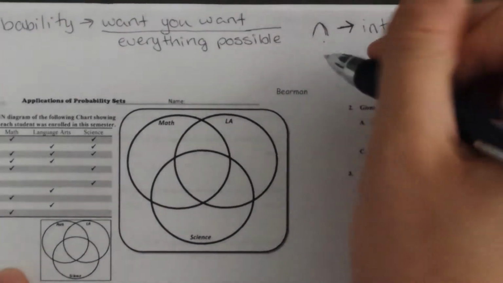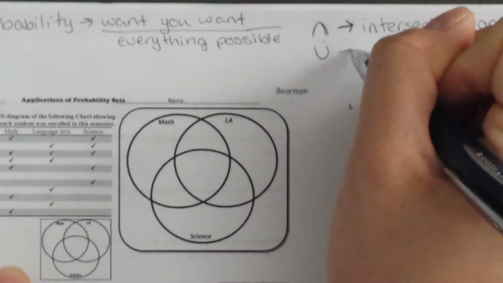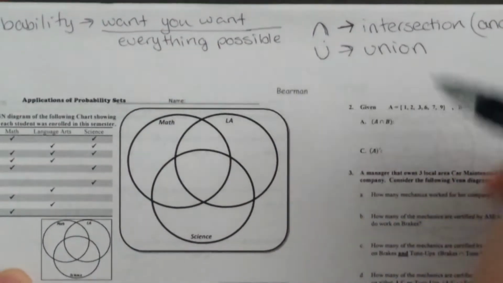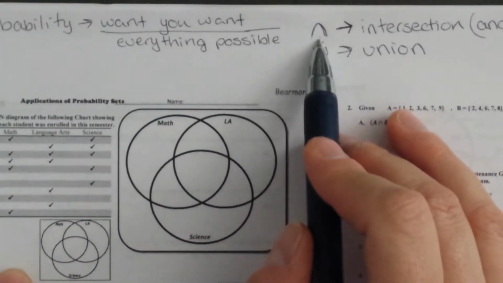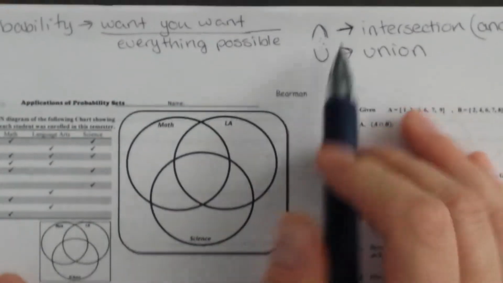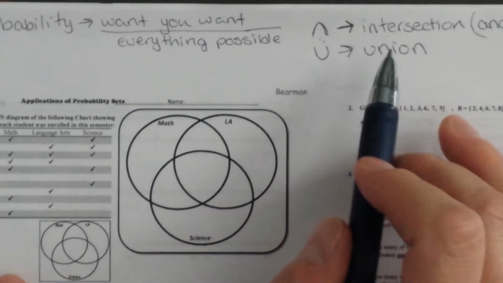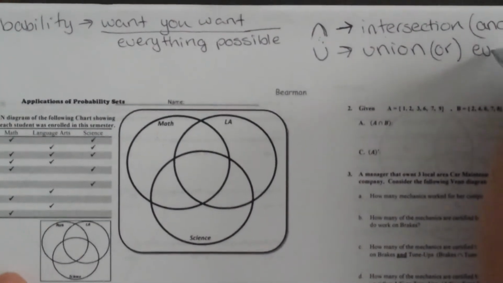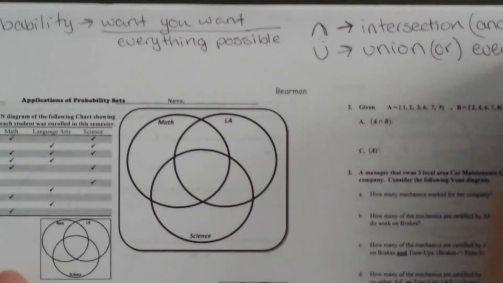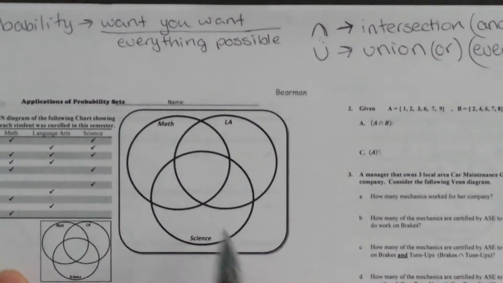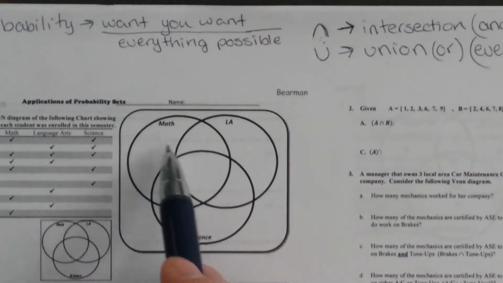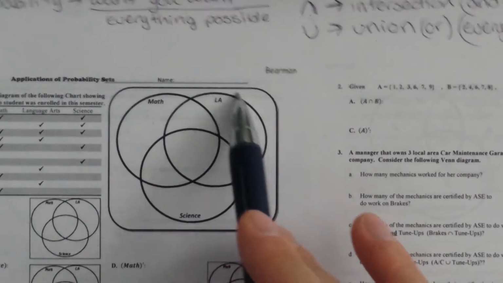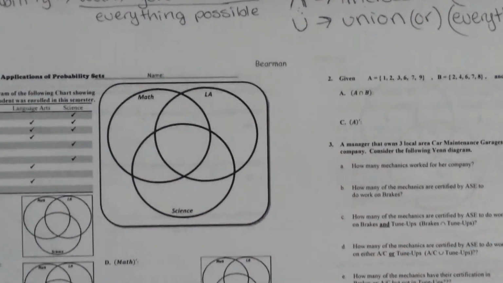The other symbol that we're going to talk about looks like a U. And it's nice to note that U stands for union. They're kind of easy to remember because this symbol here looks like an N and it means intersection. This symbol looks like a U, and it means union. The key word here is or, and you're looking for everything in both circles. For example, the union between math and language arts would be not only the overlapping piece, but everything in math and everything in language arts put together.